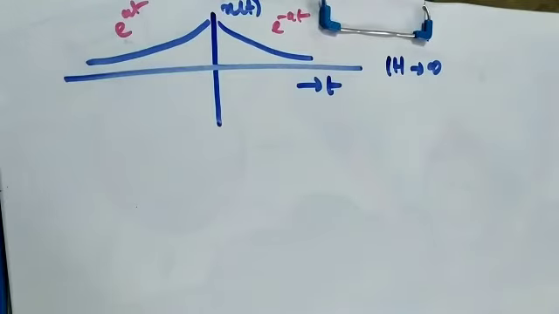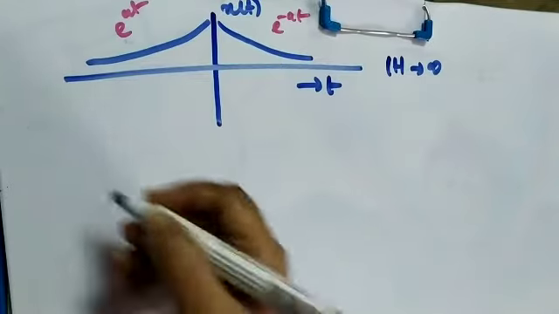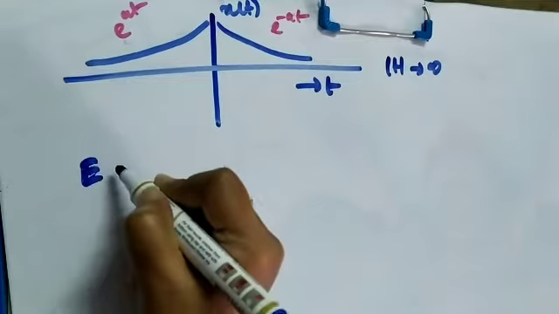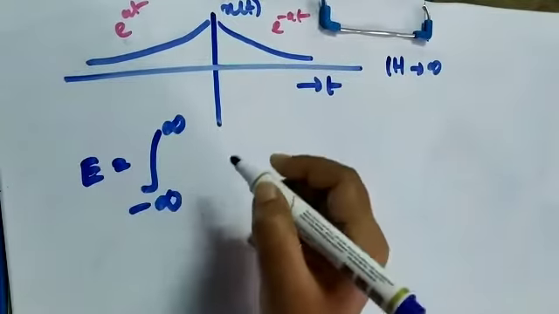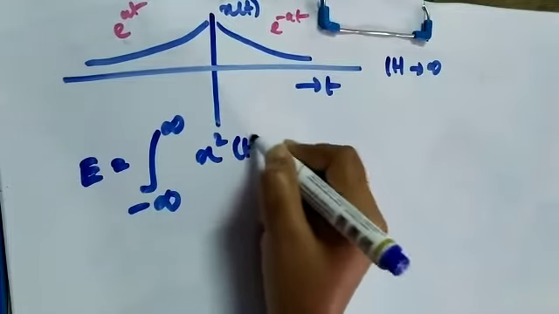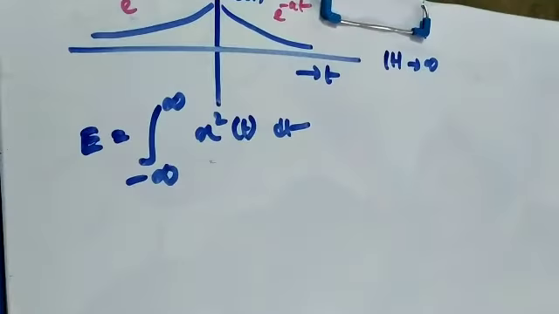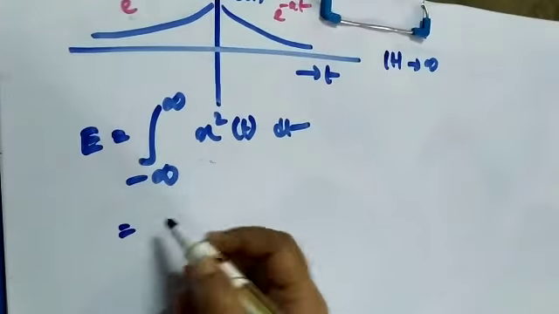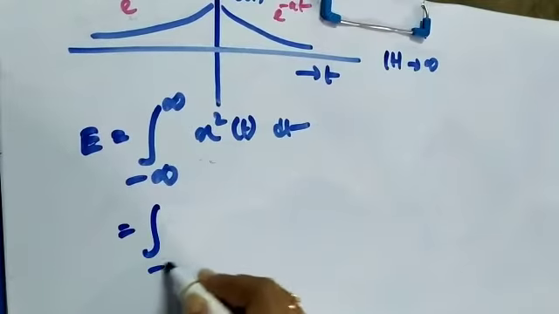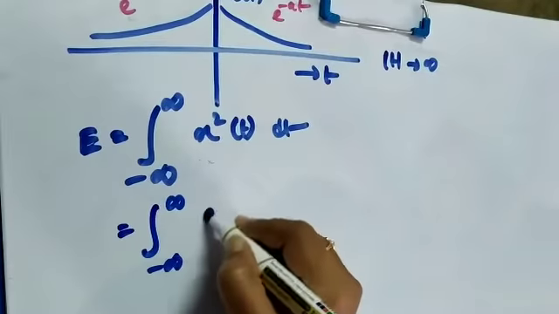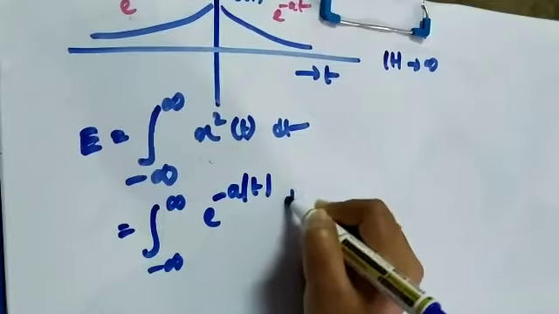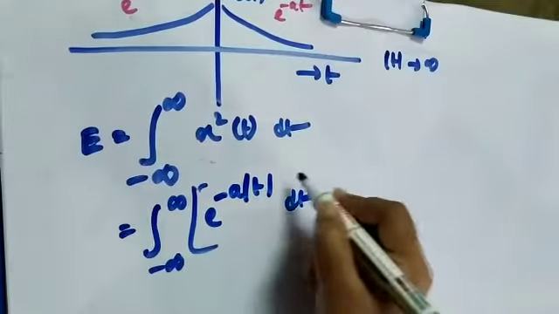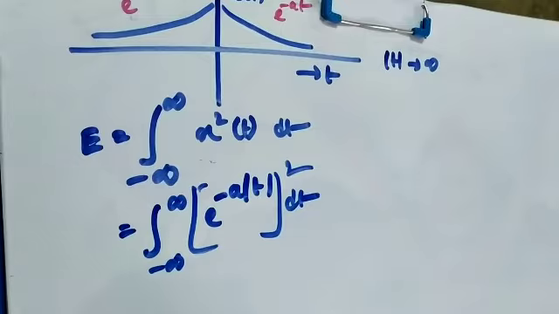So now we have to calculate the energy for this signal. To calculate the energy, the formula is E equals the integral from minus infinity to infinity of x squared t dt. Put the value of x(t) from the equation. It will be e to the power minus a mod t dt, and the total term will be squared.